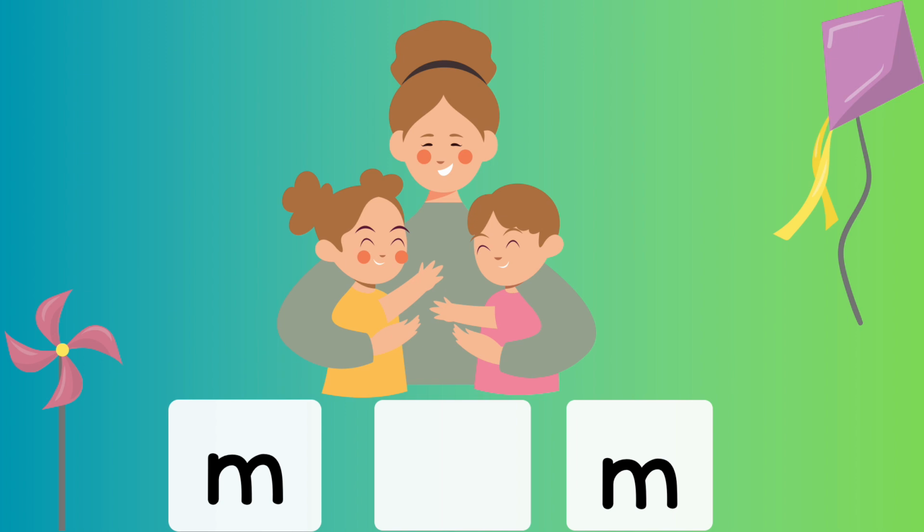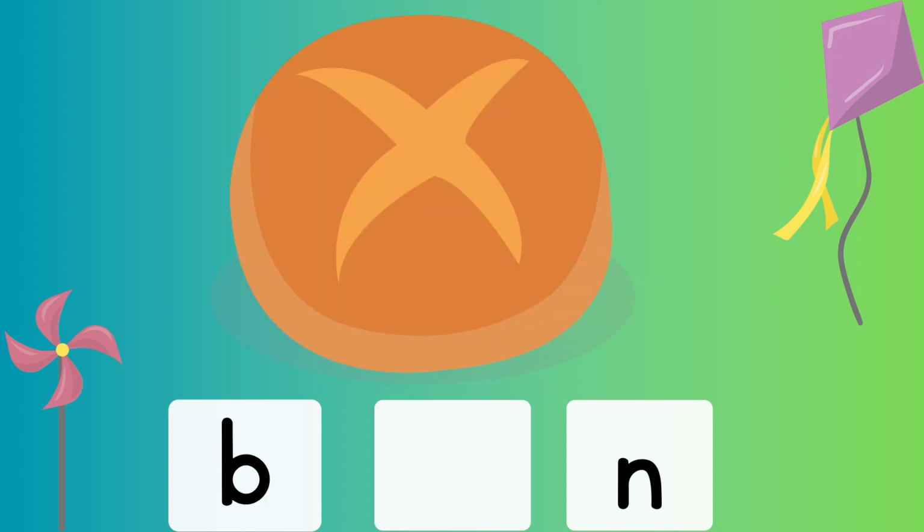Mum, mum. Which letter is missing? Is it O or A? Well done. It's A. M-A-M, mum. Bun, bun. Which sound is missing? Well done. A. B-A-N, bun.